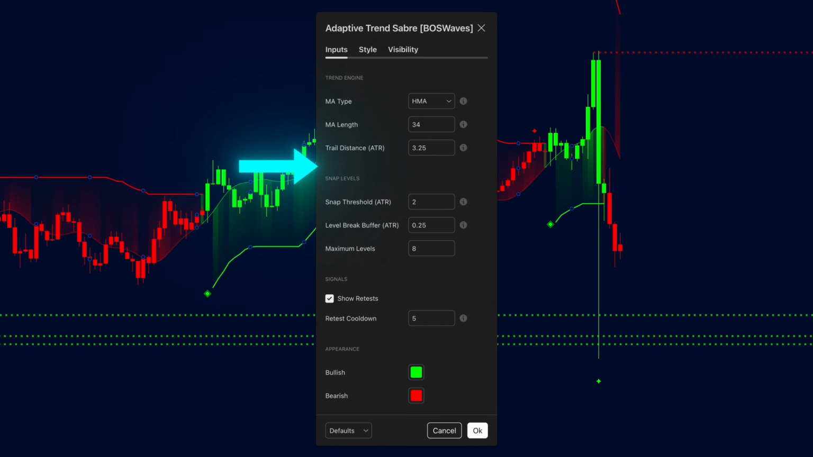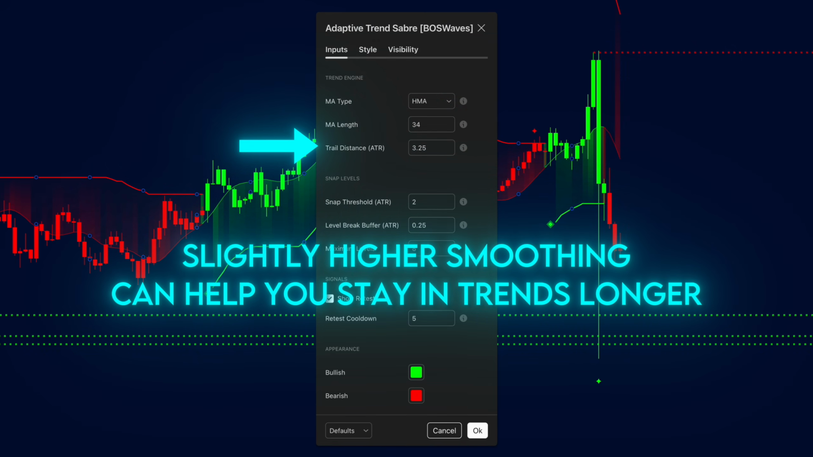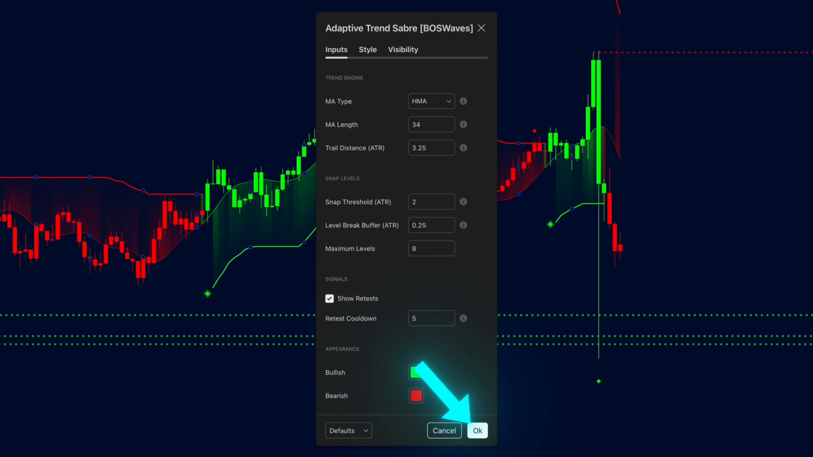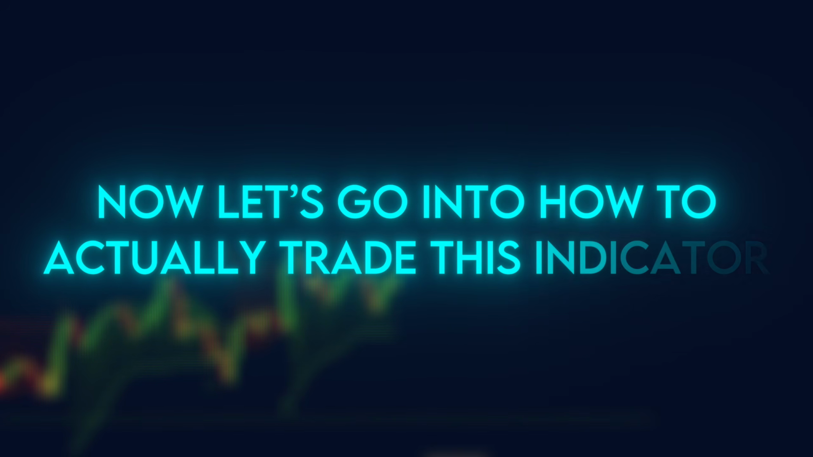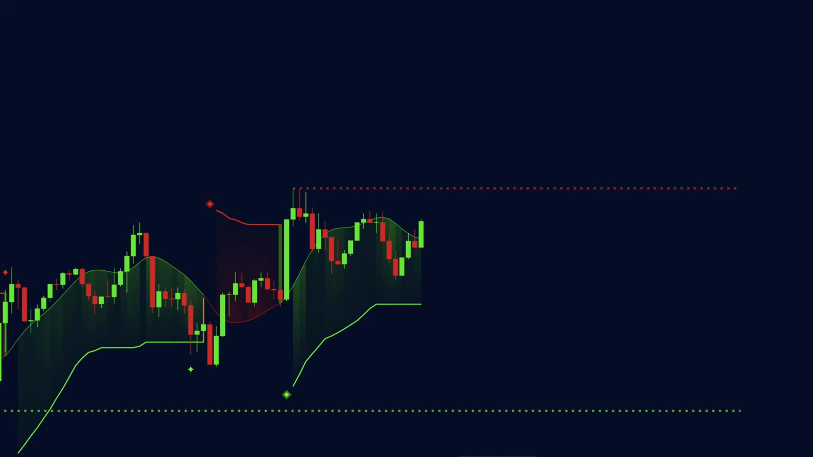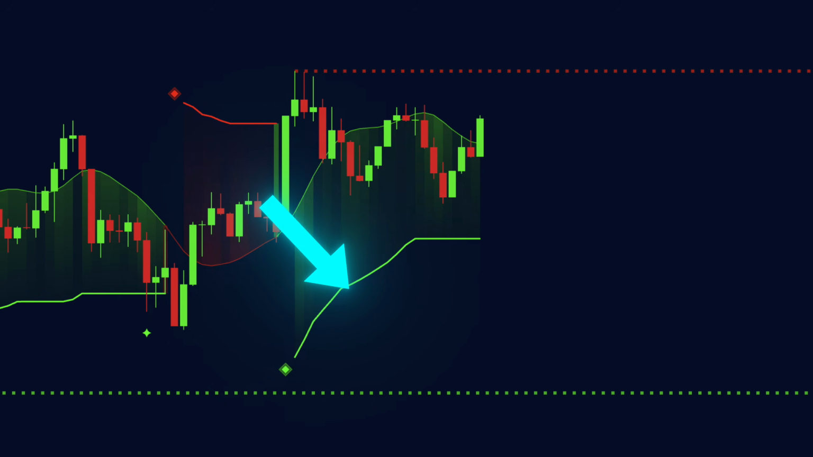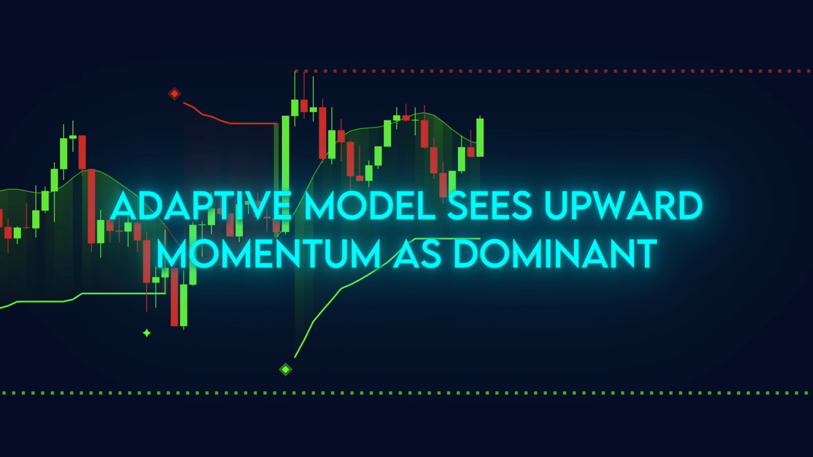If you're trading higher time frames, slightly higher smoothing can help you stay in trends longer. After adjusting, click OK. Now let's go into how to actually trade this indicator. Long setup. First, confirm that the saber line is bullish in color and positioned below price. That tells you the adaptive model sees upward momentum as dominant.